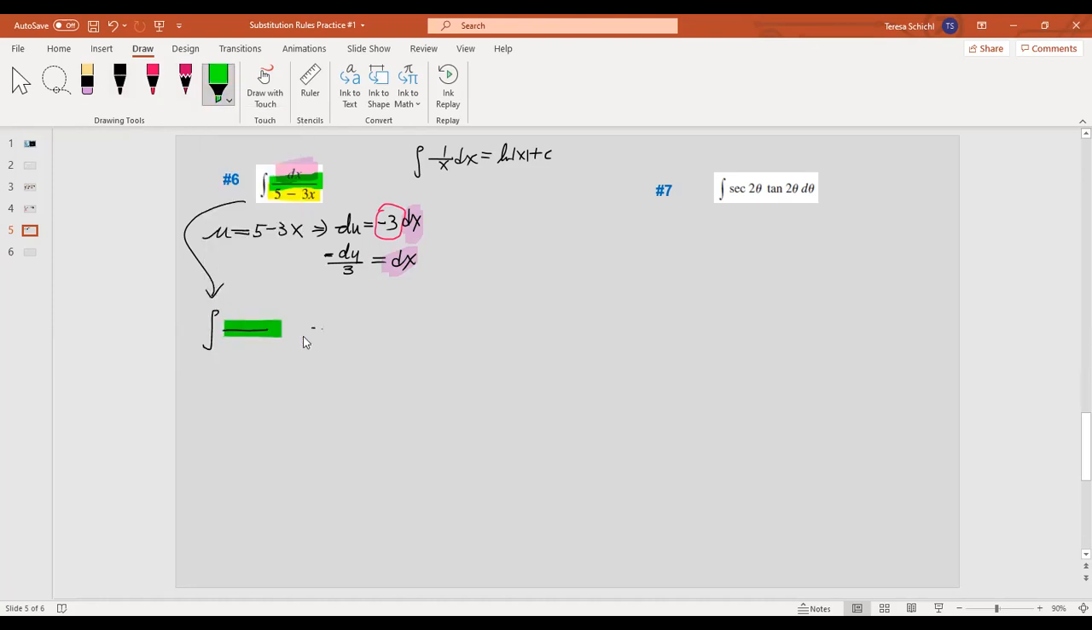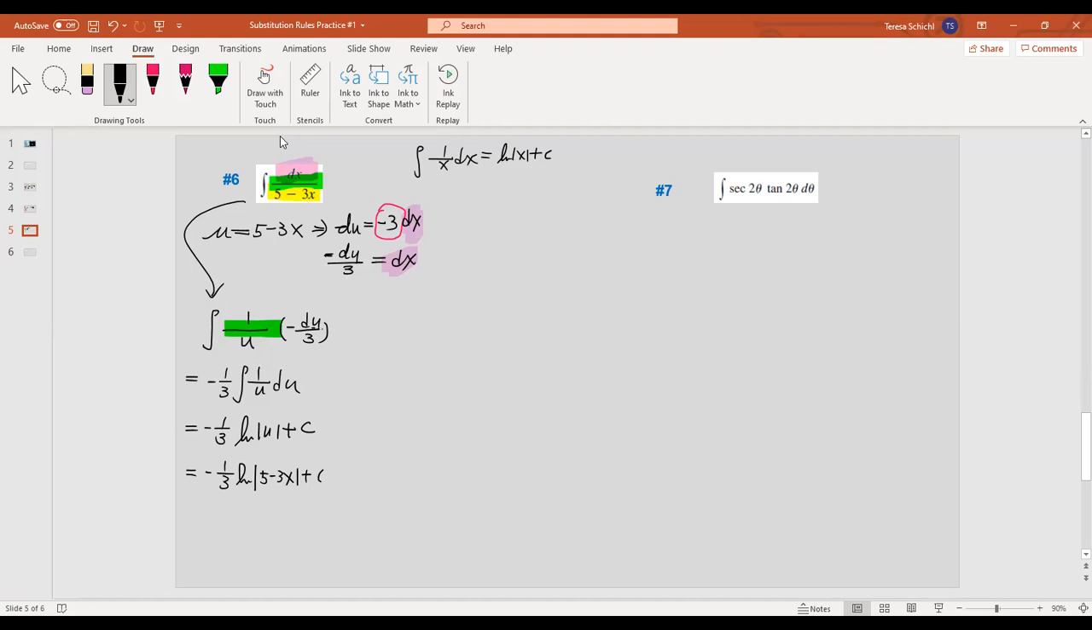Now the bottom is what? It's u, right? So 1 over u. Now what is the dx? dx is equal to negative du over 3. Now you can move this negative 1/3 to the front. Then here this is 1 over u du. So what is this one here? This will just be the natural log of u, like in here. This is our basic formula, plus c. All right, so what is the answer here? I substitute back, right? So it's the natural log of 5 minus 3x plus c.